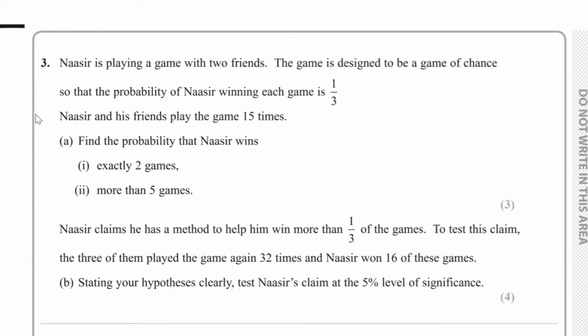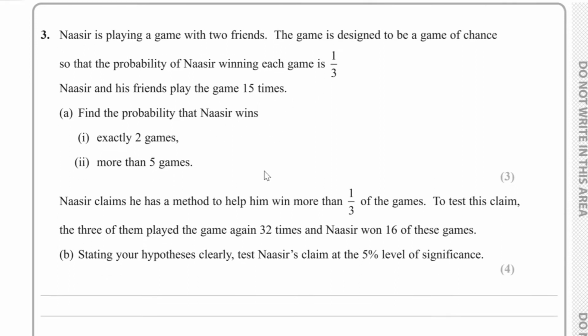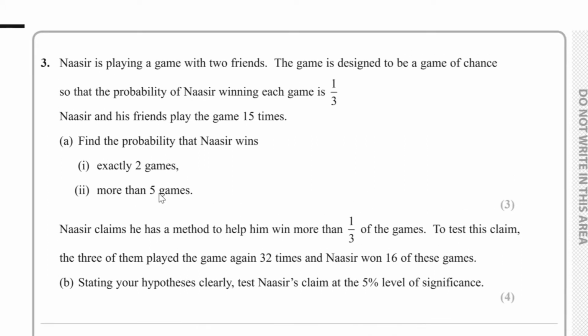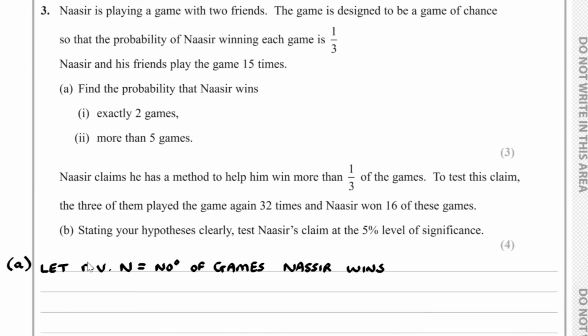Question number 3. Nazir is playing a game with two friends. The game is designed to be a game of chance, so that the probability of Nazir winning each game is a third. Nazir and his friends play the game 15 times, and for part A we have to find the following probabilities. And before we do anything else, we need to recognise that the number of events is fixed. We've got 15 times the game is played, and each trial is independent, and so we'd have to use a binomial distribution. So we begin by letting the random variable n equal the number of games Nazir wins, and with our binomial we can say that n follows the binomial distribution with parameters 15 and 1/3.